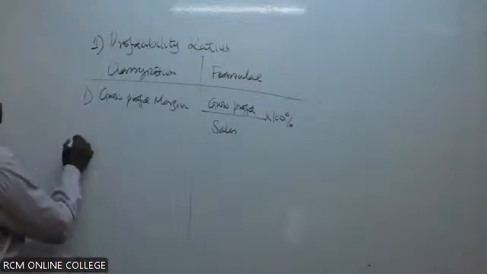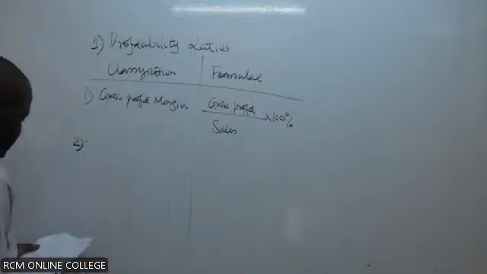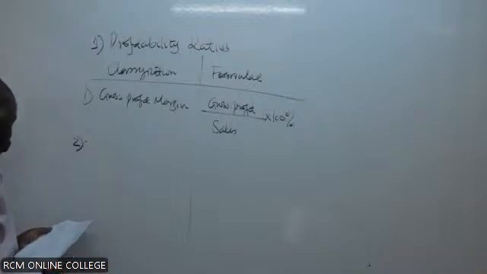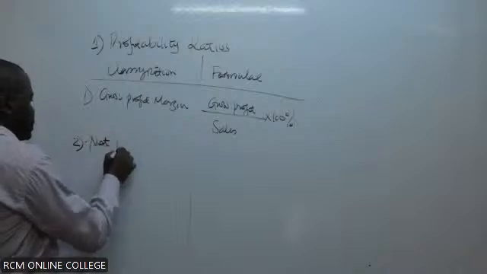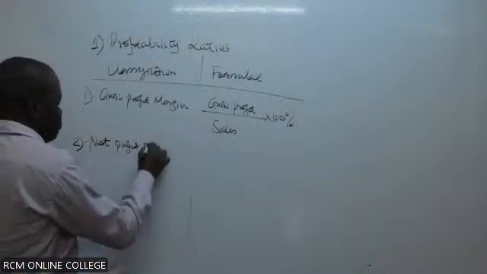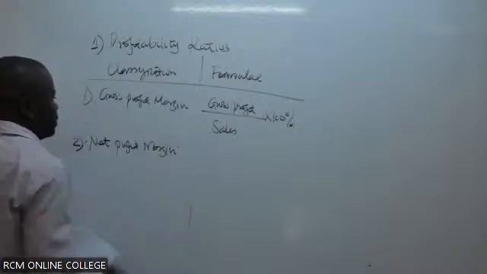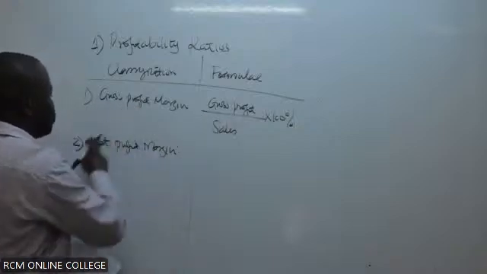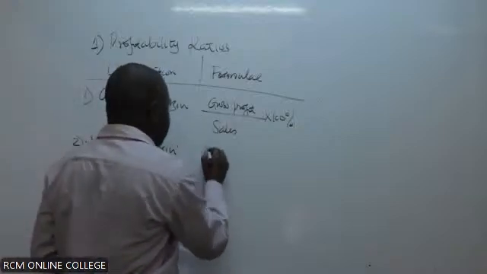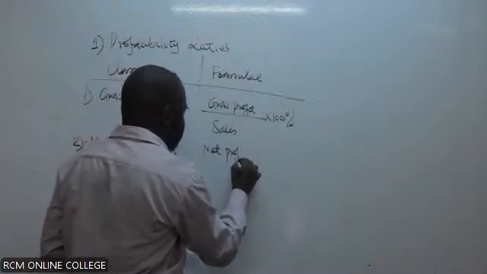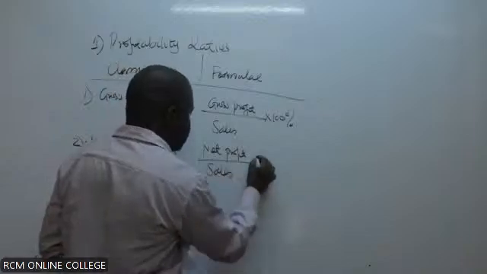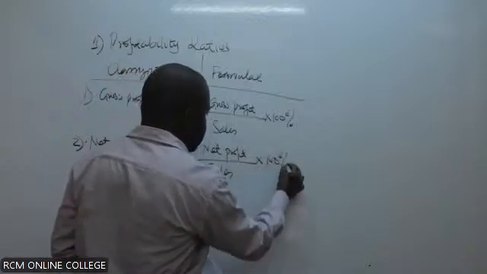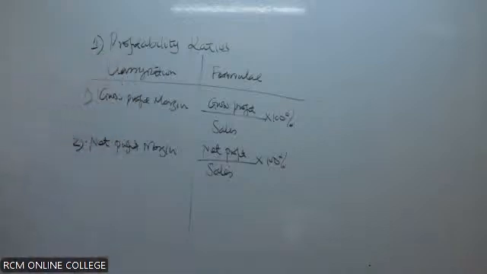Then another profitability ratio is net profit margin. Since here we used gross profit, automatically here we use net profit. It will be net profit, you divide by the sales, you multiply by 100%. So that is the formula for net profit margin.